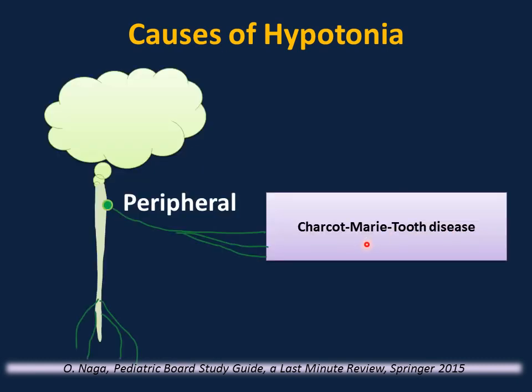Charcot-Marie-Tooth disease, even though the presentation is in the second decade of life, is very important to know about because it is the most common inherited neuromuscular disease in pediatrics, and it is very important to be able to differentiate this disease from muscular dystrophy, for example, Duchenne muscular dystrophy.